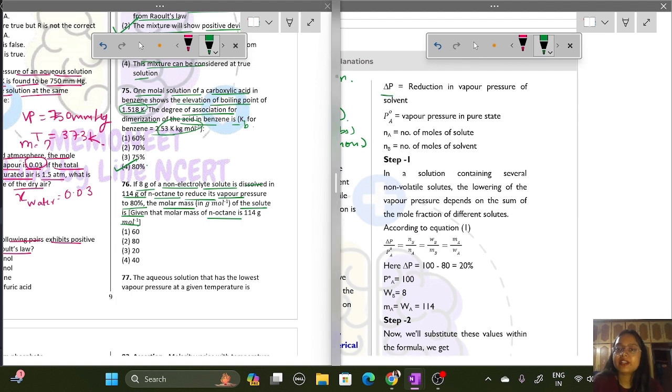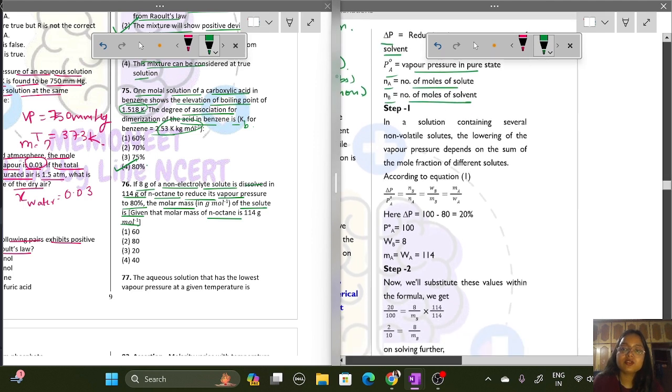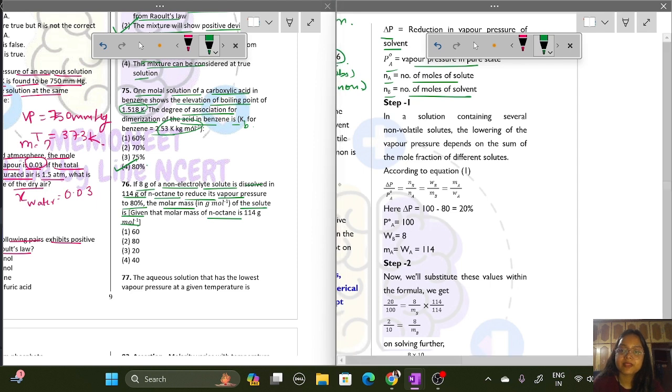Now, here what is delta P? Delta P is the reduction in the vapor pressure of the solvent. P naught A is the vapor pressure of the pure state. nA is the number of moles of solvent, and nB is the number of moles of solute. So on solving all this, delta P here is 100 minus 80, which is 20. 80% is given, na? It is reduced to 80% vapor pressure.